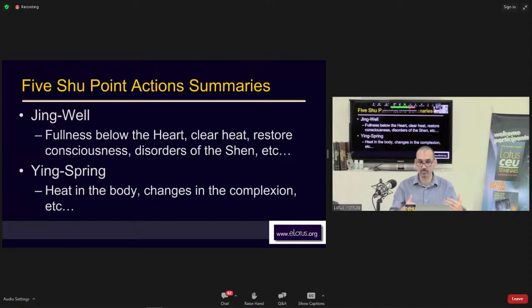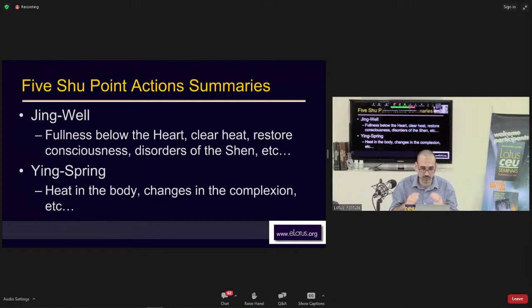And this comes from, you can read this summary in Peter Deadman and Mazin Al-Khafaji's book, the Manual of Acupuncture. They have really nice summaries in the introduction sections. The Jingwell points treat things like fullness below the heart that we saw. They clear heat. Why? Because they're the most yang points. They restore consciousness. We'll talk about why they restore consciousness later. It's not just something that's empirical, right? We're going to understand it. Disorders of the Shen, we'll talk about, et cetera, before or later.